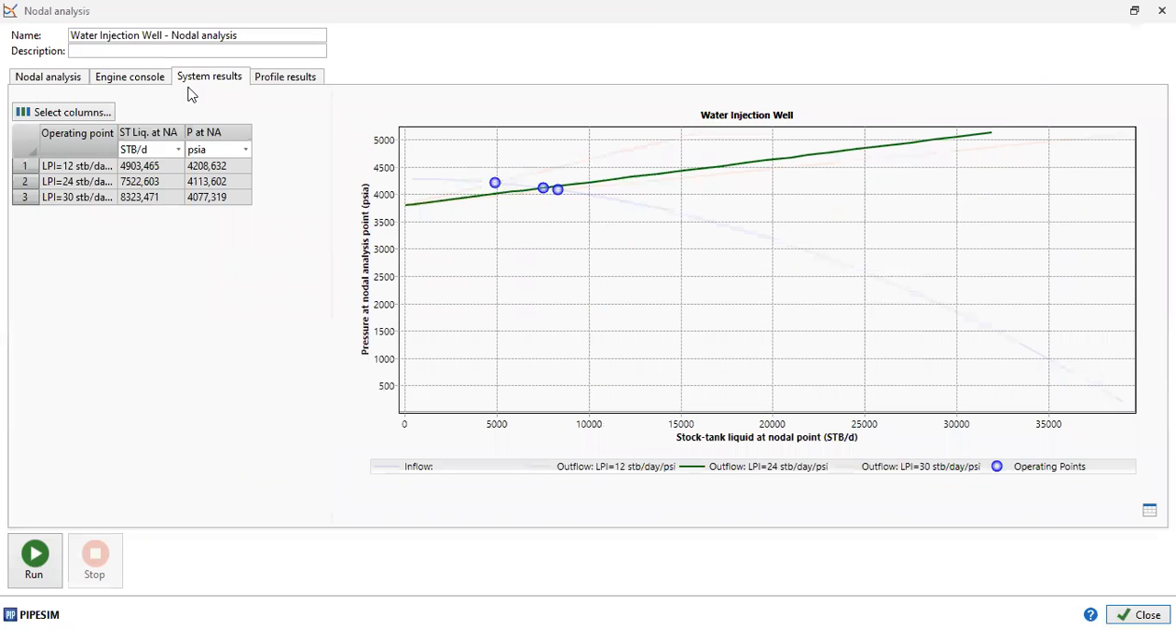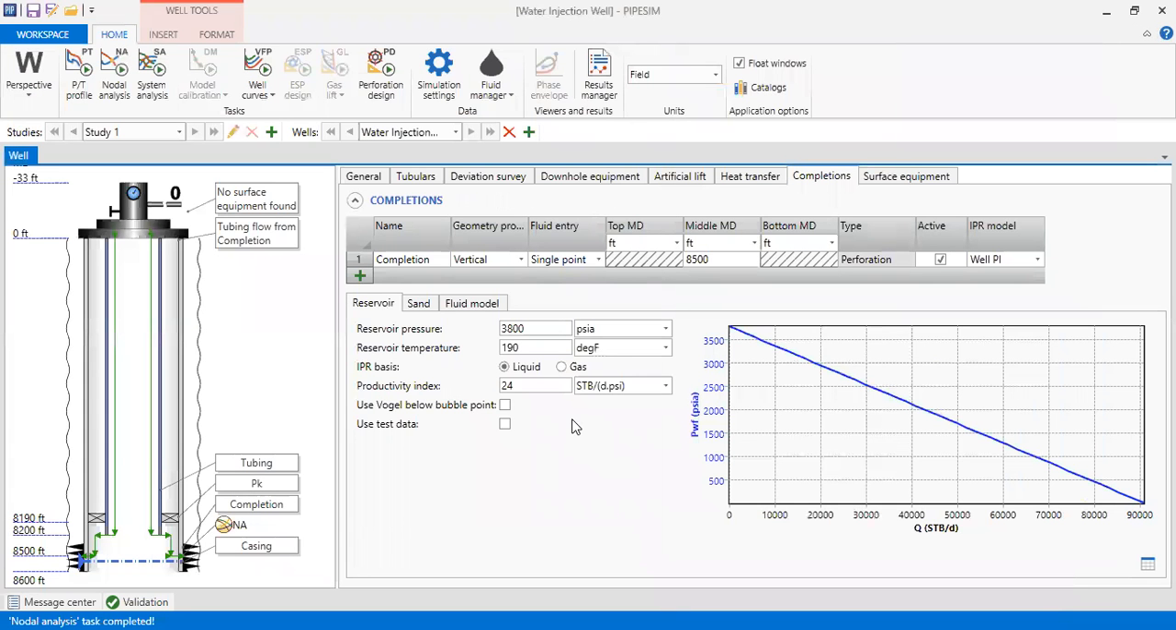All right, so we can recap. We can close. So in this video, we have learned about constructing a water injection well in Pipesim software. We have constructed this IPR, and then we have also learned about nodal analysis and sensitivity analysis for an injection well.